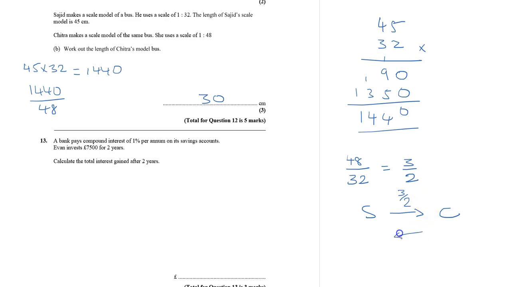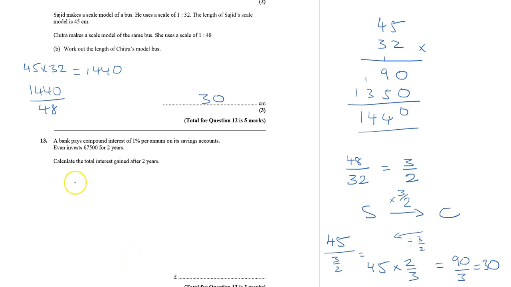So if we wanted to work backwards, we could try the same thing with that. So instead of timesing by 3 over 2, we could divide by 3 over 2. So we want to work out what Chitra's scale of the model is. So what we could do is 45. So we put 45 in. If you multiply it, you get this whole model. So then if we divide, we would get the scale size. If you do 45 divided by 3 over 2, that's equal to 45 times 2 over 3, which is 90 over 3, which is 30. So it's two ways to get the same thing.